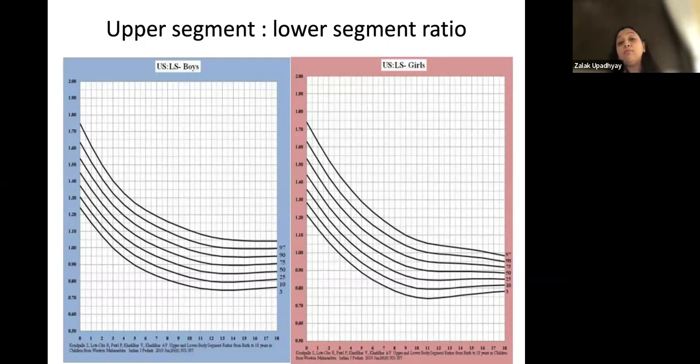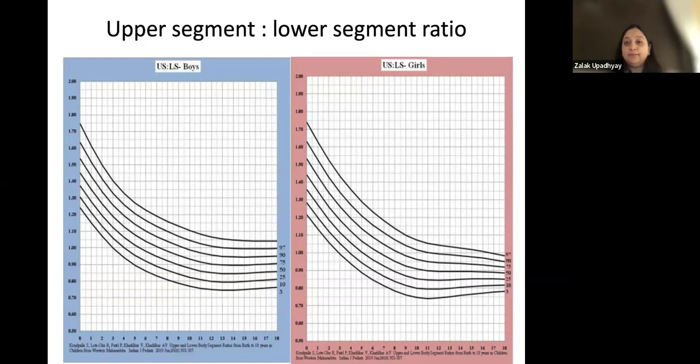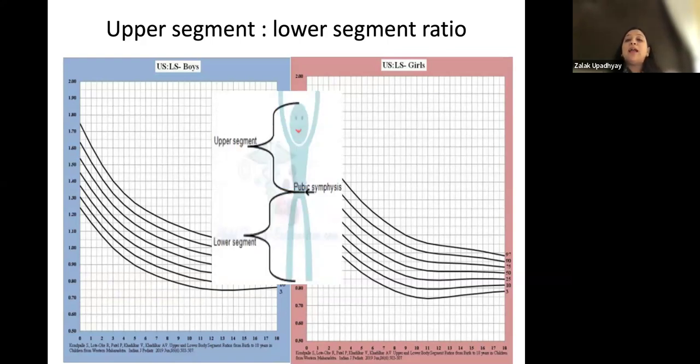Now, anybody can tell me, how do we measure the upper segment, lower segment ratio? The lower segment is from the pubic symphysis to the foot. Yes. So this is how we measure. The child is standing. We palpate the upper border of the pubic symphysis. We put a tape till the heel, till the bottom where the feet end, and then we measure, that is the lower segment. Then from the height, we subtract the lower segment. Whatever we get is the upper segment. Then we divide the upper segment by the lower segment, take the ratio and plot it on the growth chart. So this is how we plot the upper segment to lower segment ratio.